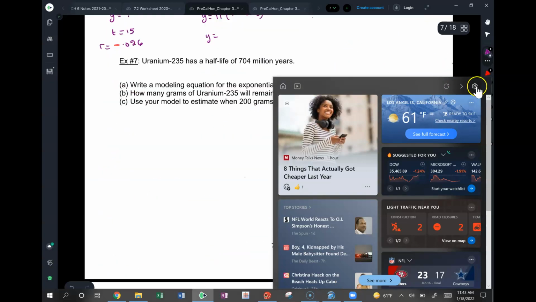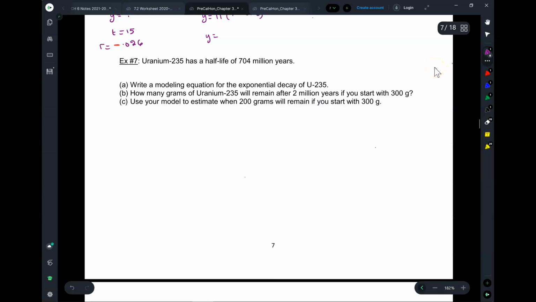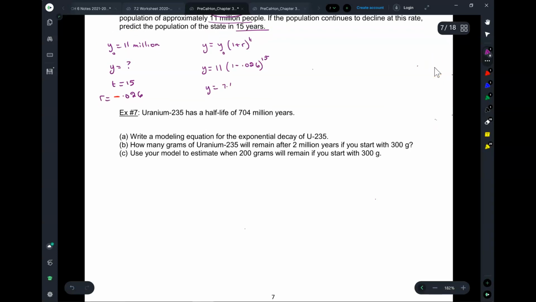Why can't this thing go away? All right, so 7.4.